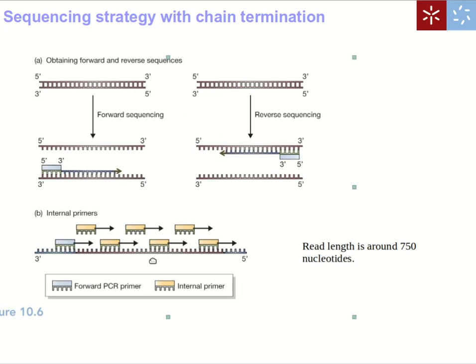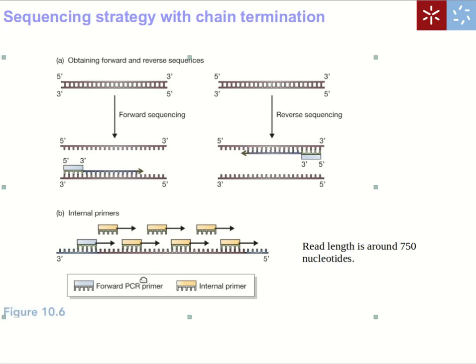This is a problem if we want to sequence a very large molecule, because we don't know the sequence of this primer before we have sequenced with this primer. This makes the whole process very time consuming.